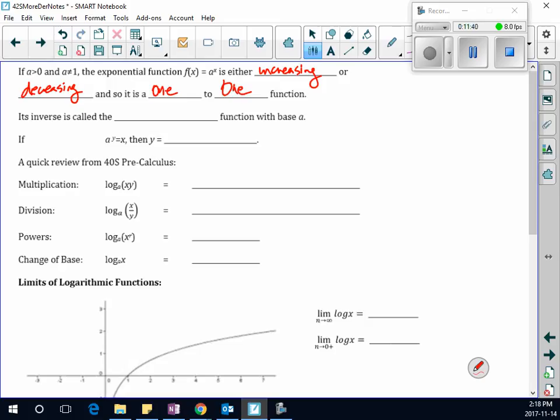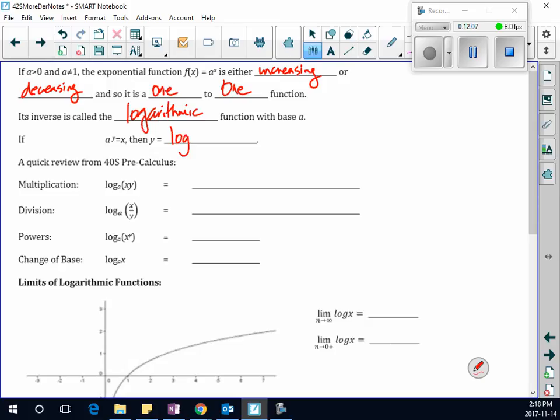So that means its inverse is called the, what? You should know this from grade 12. The logarithmic function, right? With a base a. So a to the power, do you remember how to do this? If a to the power y equals x, then y equals, no.